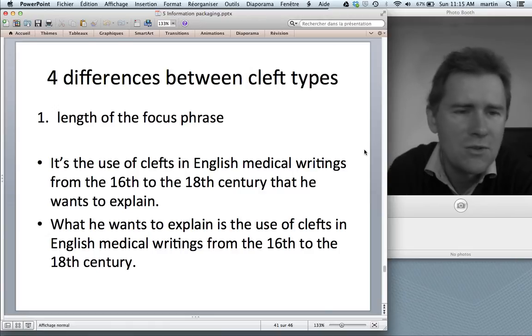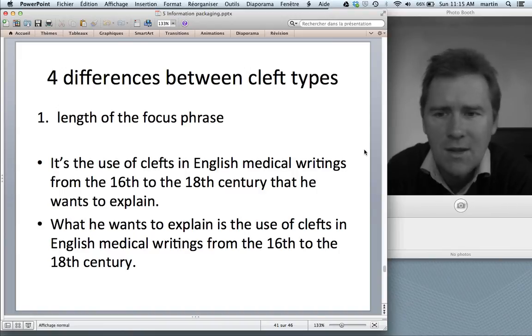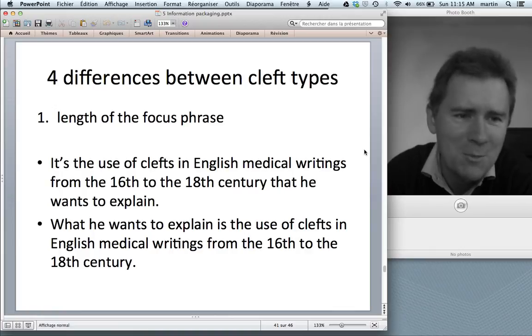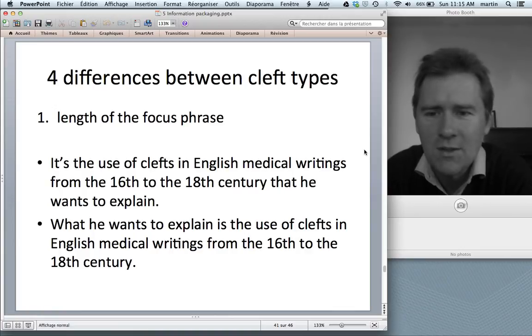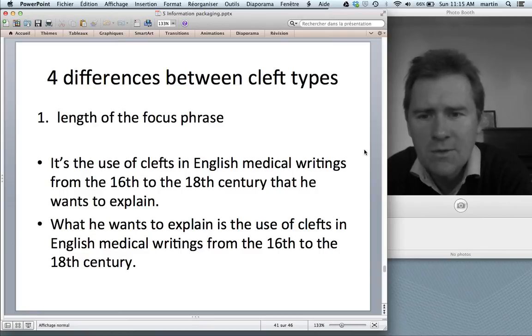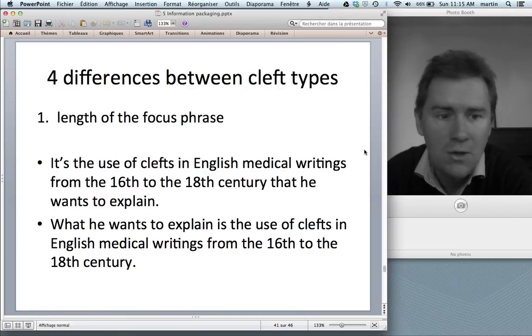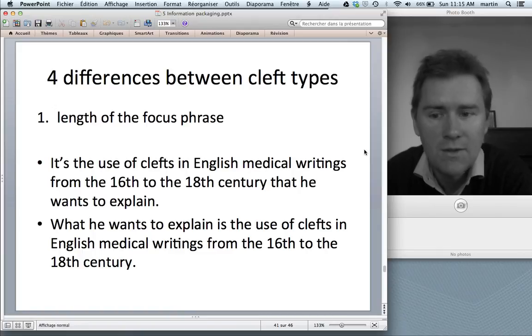One thing that may govern the choices between one type of cleft and another is the length of the focus phrase. Compare these two sentences that you see on this slide and consider which one you would prefer. So, option one, it's the use of clefts in English medical writing from the 16th to the 18th century that he wants to explain. Or option two, what he wants to explain is the use of clefts in English medical writings from the 16th to the 18th century. Now, if you're like me, you prefer the second variant.